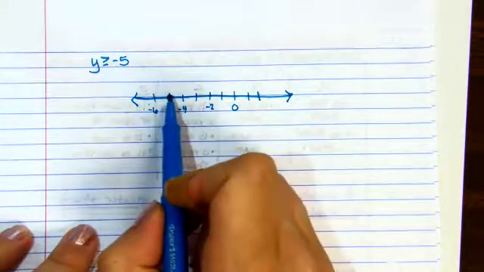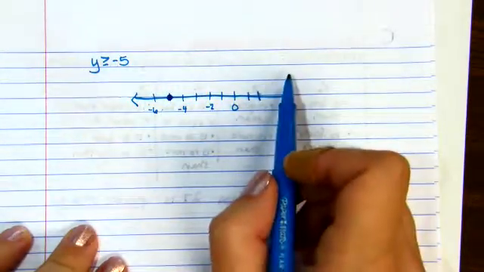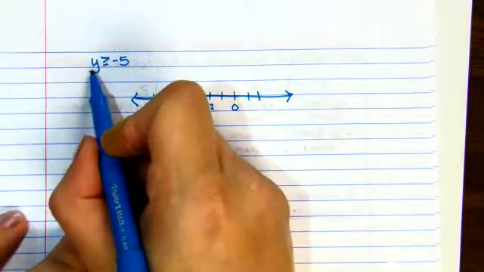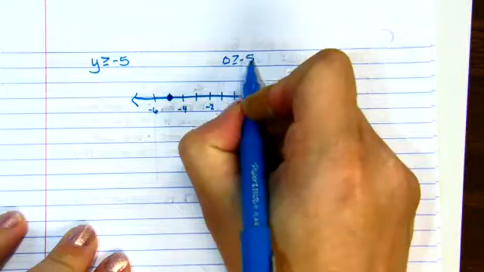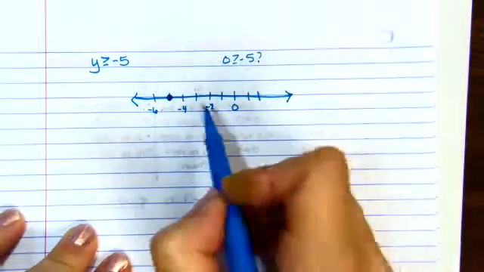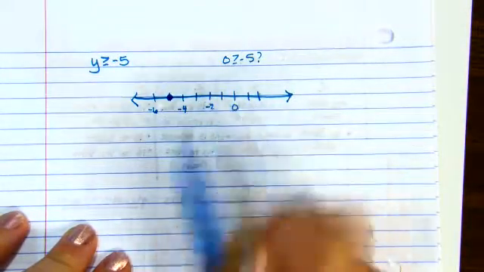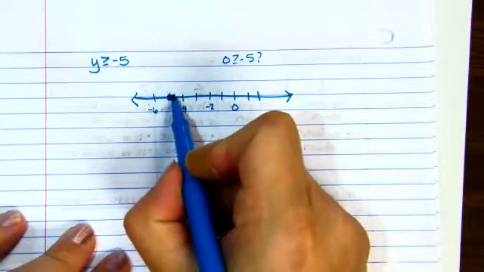So to decide which direction my arrow is going to go, if it's going to point to the left or if it's going to point to the right, I'm going to think about 0. Is 0 greater than or equal to -5? Yes, it definitely is. That means I want my arrow pointing in the 0 direction.